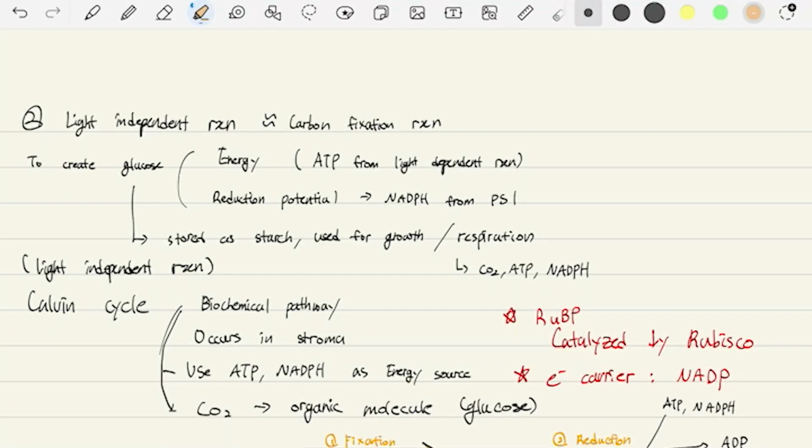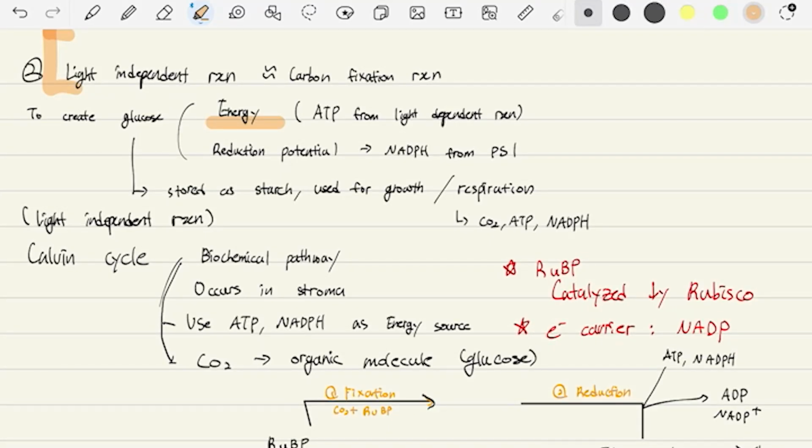Now the second stage of photosynthesis is the light-independent reaction. It is often referred to as the carbon fixation reaction, and this is the step for creating glucose at the end of photosynthesis. To create glucose, two things are needed. The first is energy, which is the ATP from the light-dependent reaction, and the second is reduction potential, which is created by NADPH from photosystem 1.